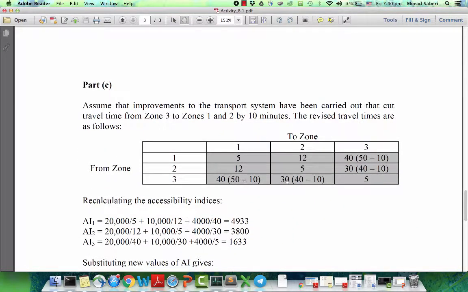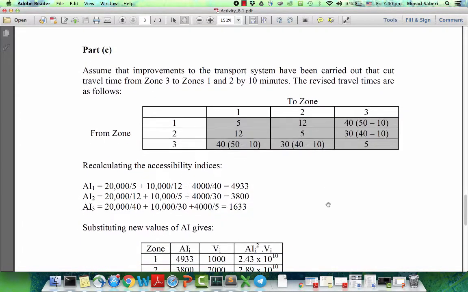So here is the new travel time matrix, where we have 40 and 30 minutes, 40 and 30 minutes here as well, but the internal travel time of zone 3 doesn't change. Now we need to recalculate the accessibility indices because the travel times are changed.